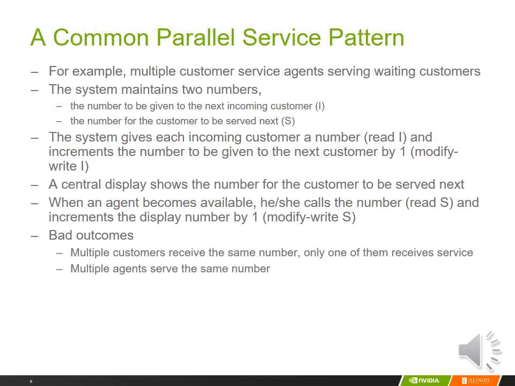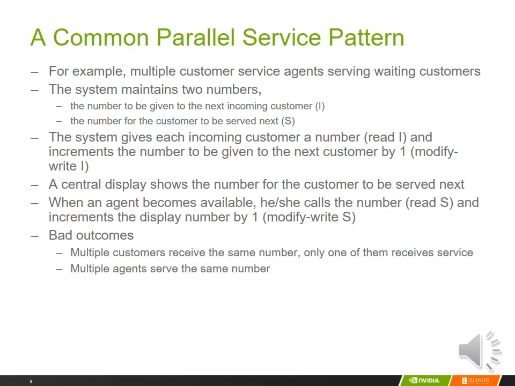Read, modify, write operations are also used in a common parallel service pattern. For example, we can have multiple customer service agents to serve waiting customers. The system maintains two numbers: the number to be given to the next incoming customer, which we call I, and the number for the customer to be served next, which we call S. The system gives each incoming customer a number, which is a read operation on I, and increments the number to be given to the next customer by 1. This is a modify write operation on I.